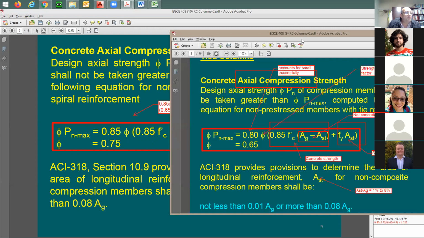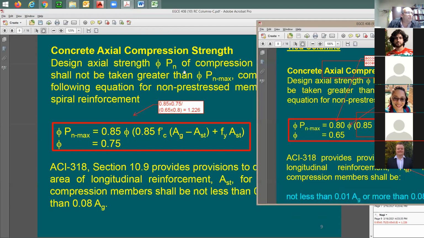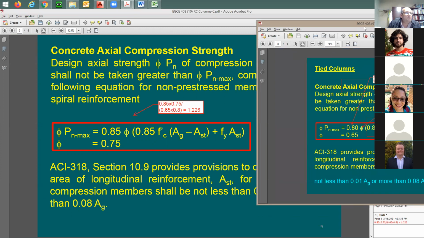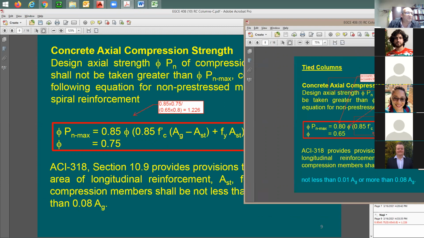You see this equation here? What's the difference between this equation and the equation that you have here for the spiral column? Look at the difference. You see here, this concrete strength is the same, right?